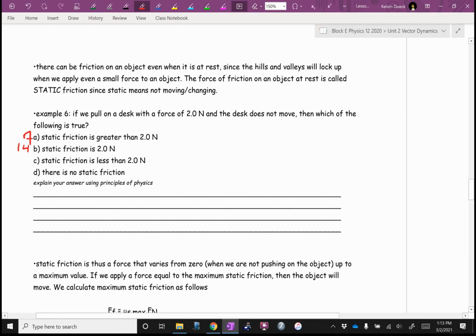Mansions go and talk to the hand now? Yeah, because that one goes over well too. And who says D, no static friction? Convince me. Sam.